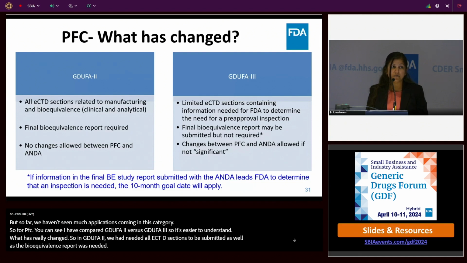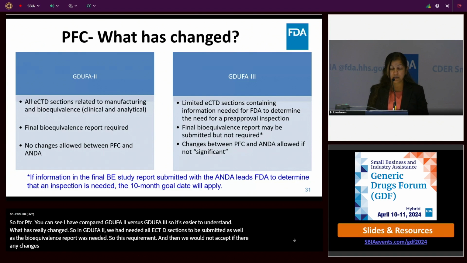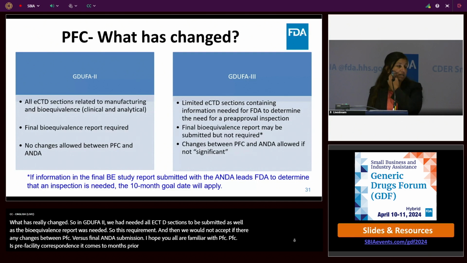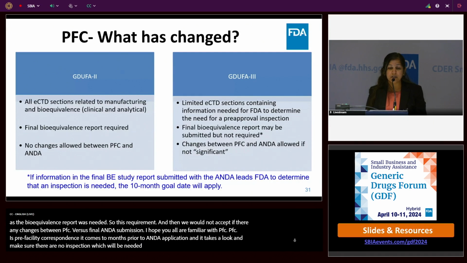So this was a requirement. And then we would not accept if there were any changes with your PFC versus final ANDA submission. I hope you all are familiar with PFC. So PFC is pre-facility correspondence, which comes 2 months prior to the ANDA application. And OPMA reviewers mainly take a look at it along with the filing review, of course. And we make sure that there is no inspection which will be needed when the application comes in. And based on that, we accept the PFC. And so under GDUFA 2, there were no changes allowed.